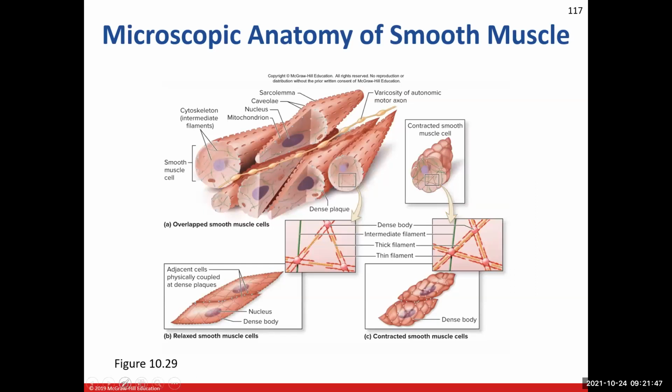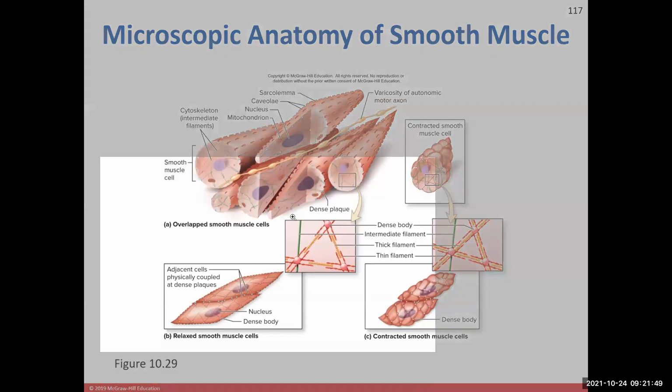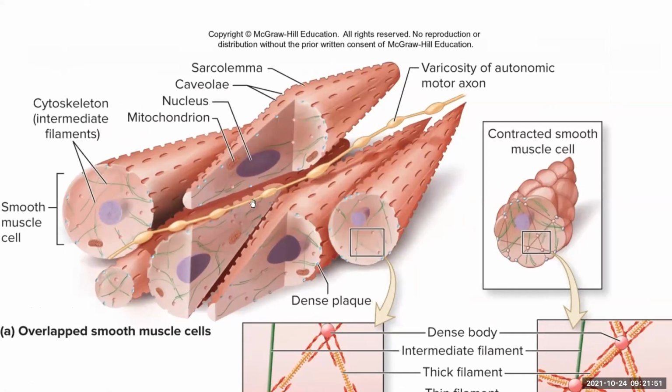So here's a nice picture of our smooth muscle cells. Some of the things that you're noticing: here's our centrally located nucleus. We have some mitochondria. It's a fusiform shape, almost like a football here, tapered ends, thicker in the center. You can see the caveolae here, these invaginations into the cell.